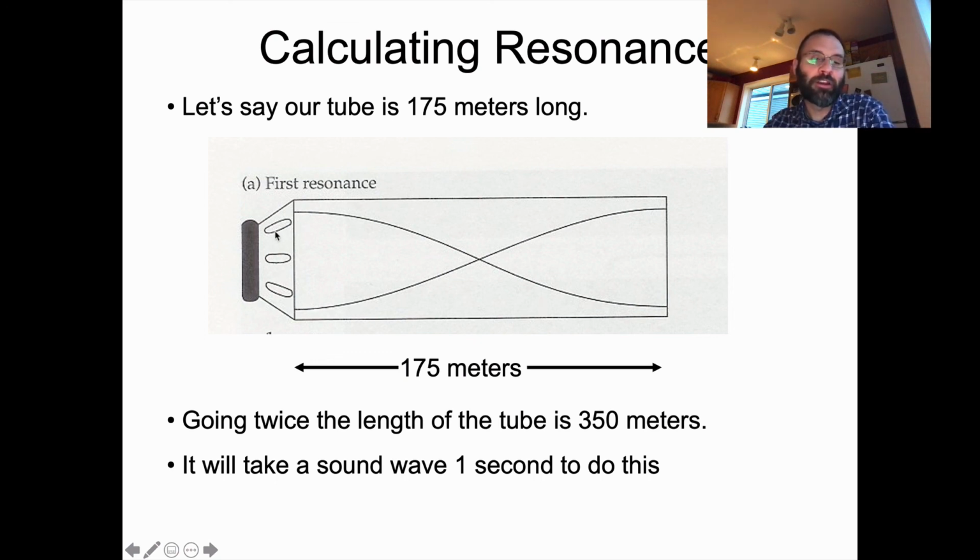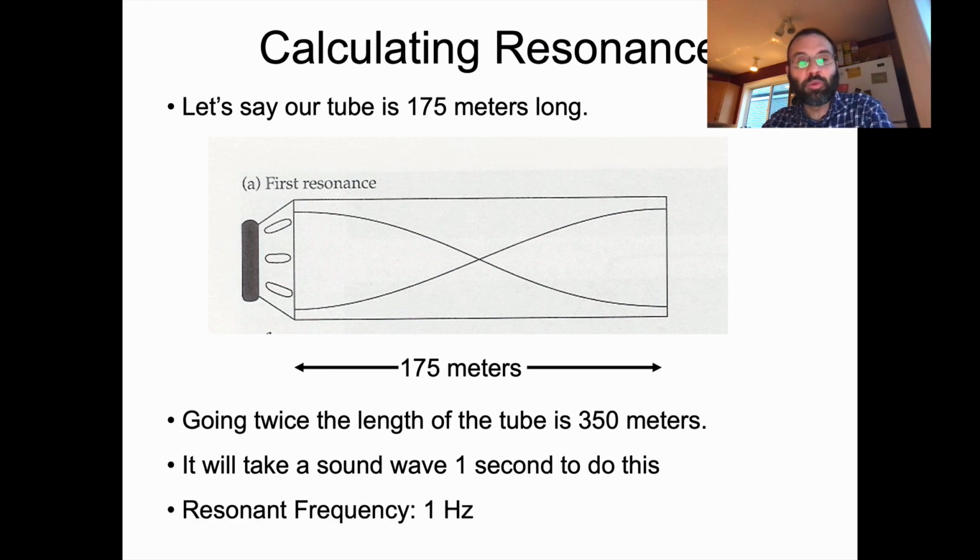So how long do we have to wait in between pressure pulses? We have to wait 1 second for the sound pressure peak to come back before we push again. And if our period is 1 second, then we're pushing once every second, right on every second. Our resonant frequency is going to be 1 hertz. That means we push once per second. That is the basic math of how this works.